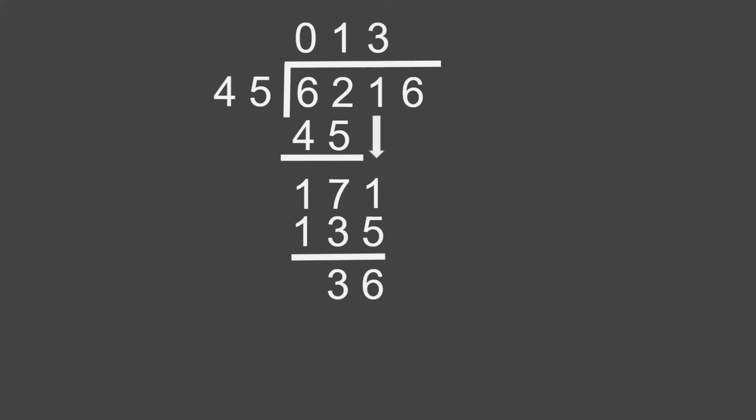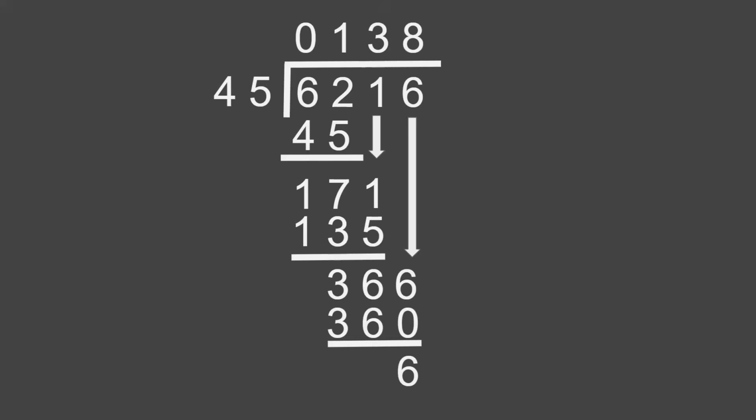We bring down the other 6, so we have 366. We see that 45 can go into 366 8 times. We multiply 45 by 8 and subtract that. So 366 minus 360 is 6. This 6 is going to be our remainder, but in my computer, I am going to just drop it, just delete it, get rid of it, because theoretically it could take up a whole other byte of information.